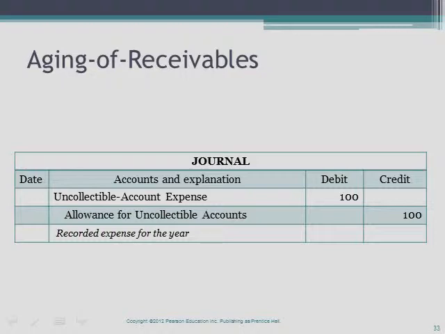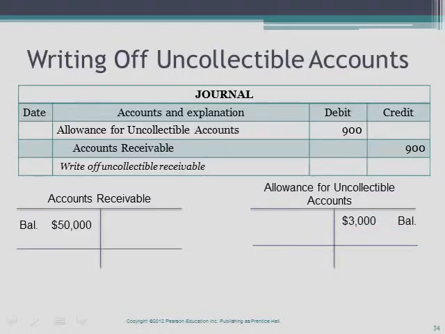The accounts used to record uncollectible accounts expense are the same regardless of the method used to estimate the amount of the adjustment. When a specific customer account is deemed uncollectible, the allowance account is reduced for the amount of the customer account. Accounts receivable is credited to remove the customer's account from the books.